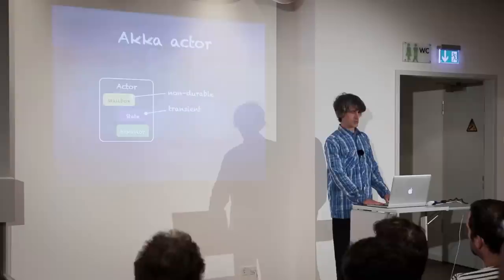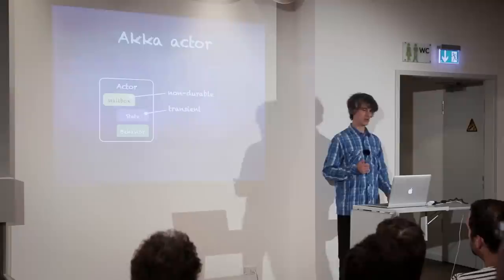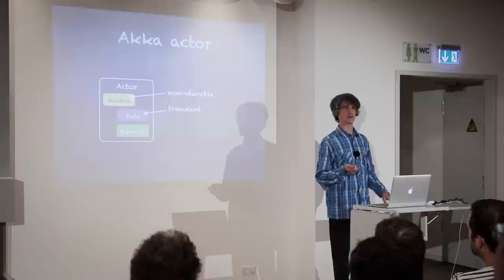When you take a closer look at an Akka actor, its mailbox is non-durable and the internal state maintained by an Akka actor is transient. So this means when an Akka actor is restarted, the internal state is usually lost. And when the actor is stopped or when a JVM crashes, then also the messages in an actor's mailbox are lost as well. And one of the main goals of Akka Persistence and Eventuate is to persist actor state via event sourcing.